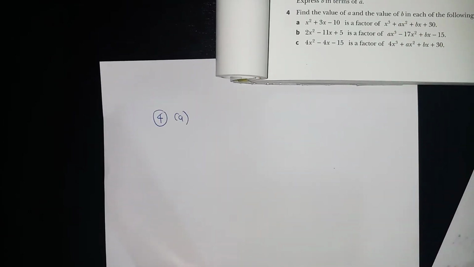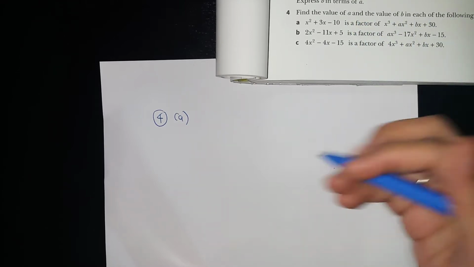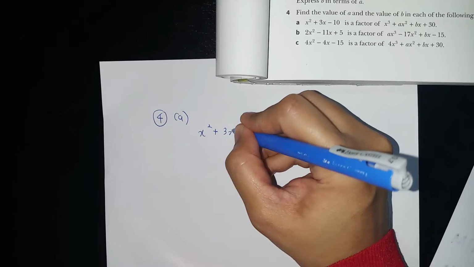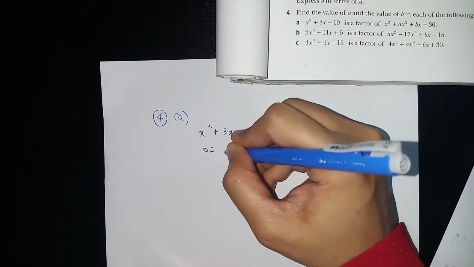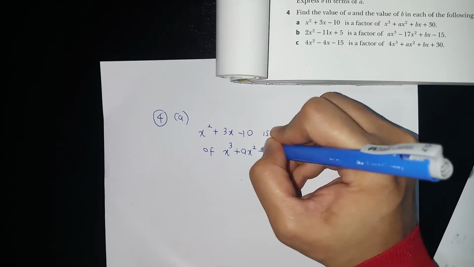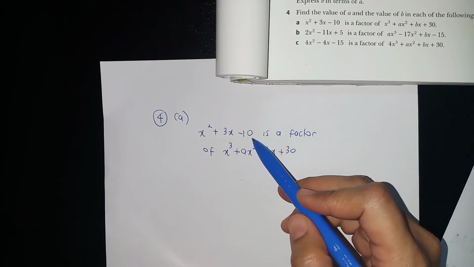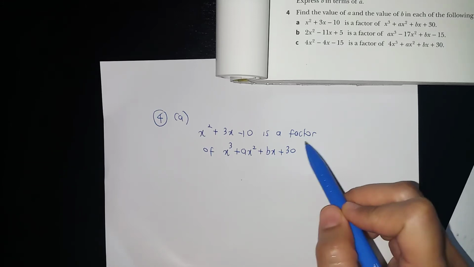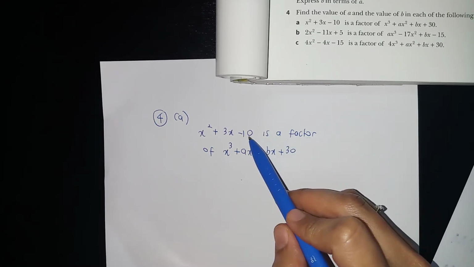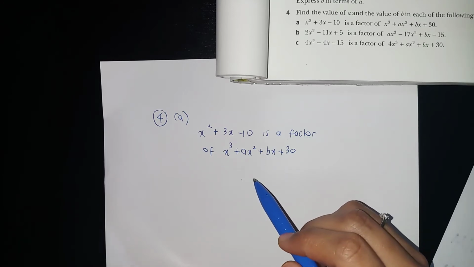X squared plus 3x minus 10 is a factor of that polynomial, and you need to find the value of A and B. First, we know that x squared plus 3x minus 10 is a factor of x cubed plus ax squared plus bx plus 30. So when we let x be the subject and substitute into this polynomial, we should get equals to 0. Why? Because it's a factor. When something is a factor of a polynomial and you substitute the value of x, you should get equals to 0. The factor theorem states that.